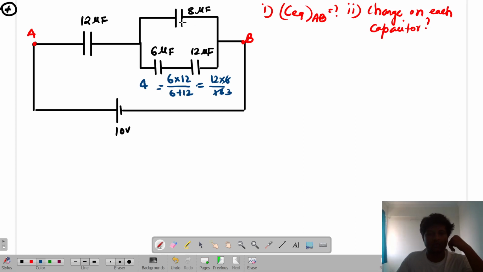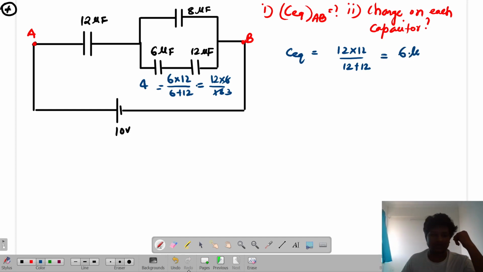Now this is in parallel. So 4 plus 8 is how much? 12. So that means the equivalent is 12 into 12 by 12 plus 12, isn't it? Similarly, this is 6 microfarads. Are you able to get me? Yes. So now the charge on each capacitor is what it is asking.